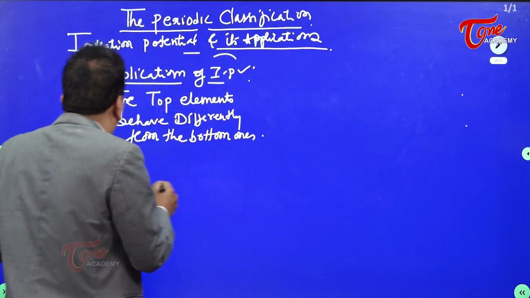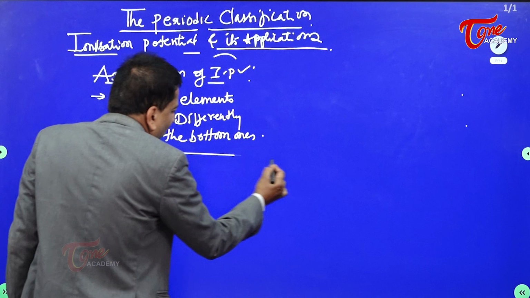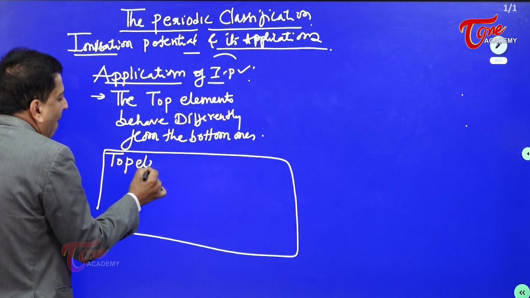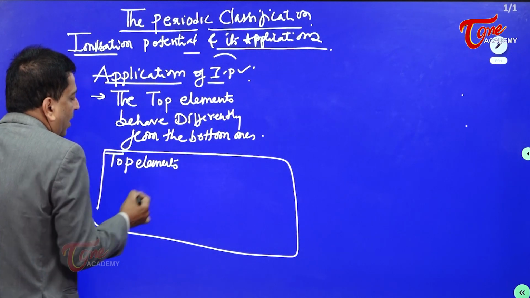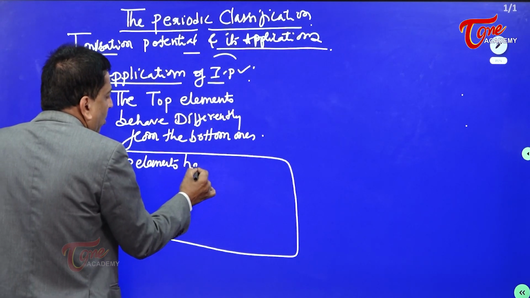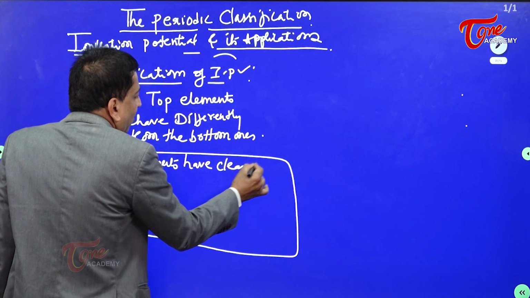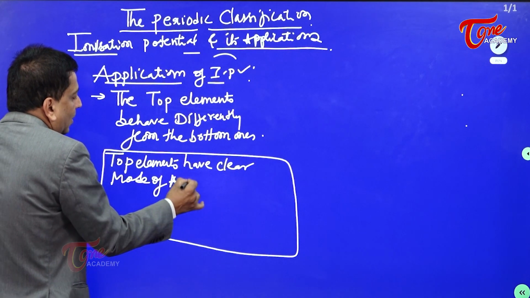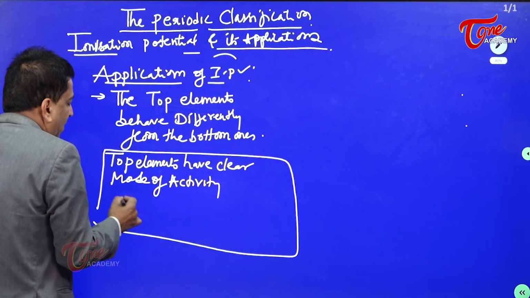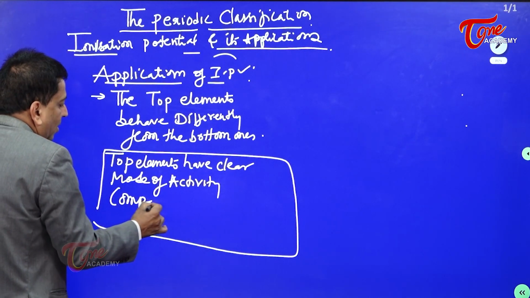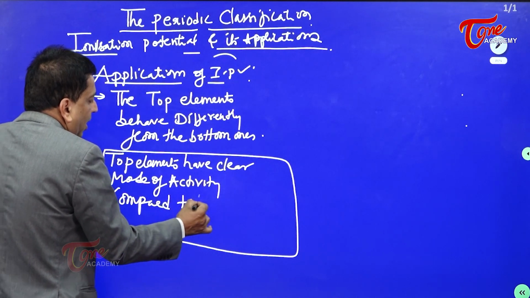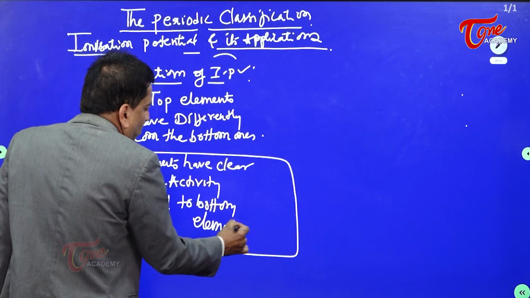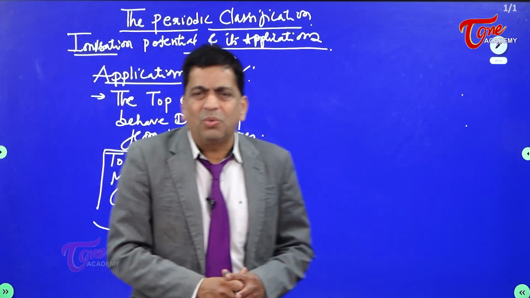I think the first few elements, or the top elements, have clear properties, a clear mode of activity, compared to the bottom elements. You must understand. Now, what do you mean by this?